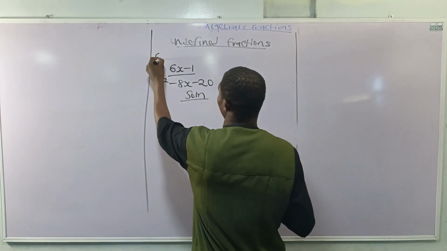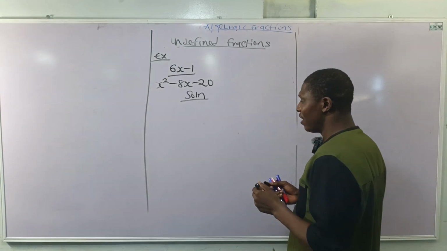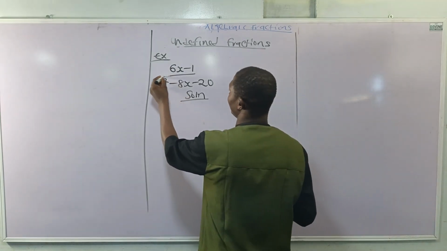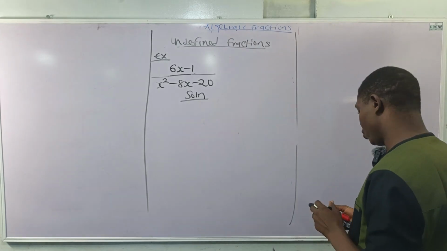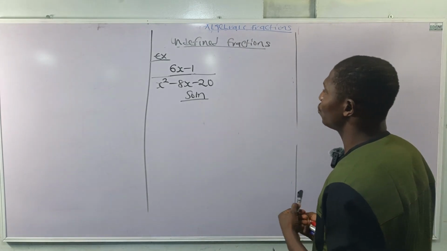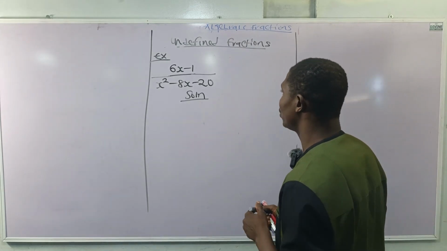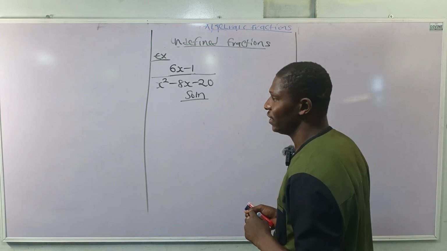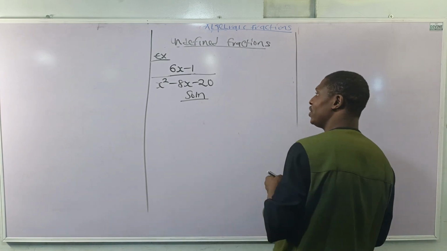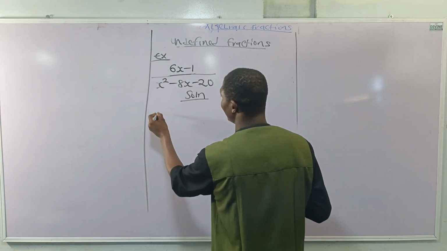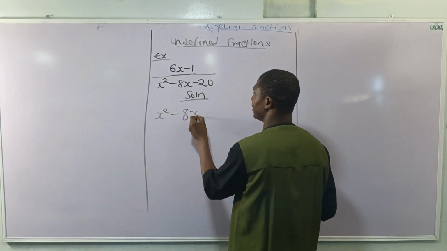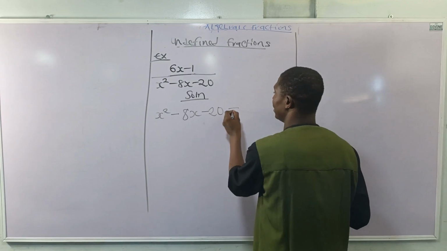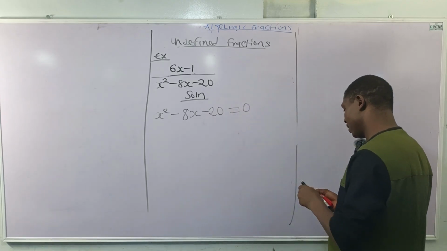So we have an example here again. We have 6x all divided by x squared minus 8x minus 20. And we are asked to find the value of x for which the fraction is undefined. Now, we simply equate the denominator to 0. And I'll have x squared minus 8x minus what? 20 equals what? 0.